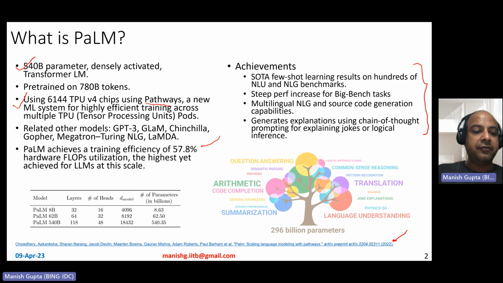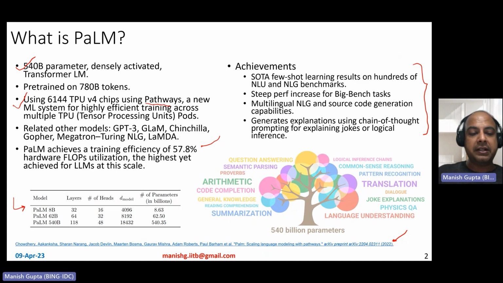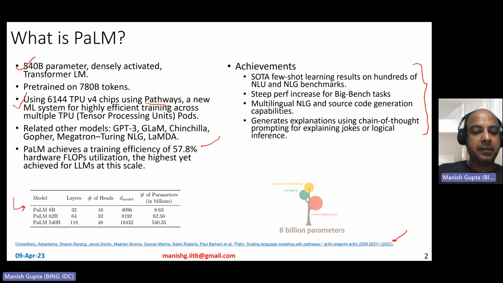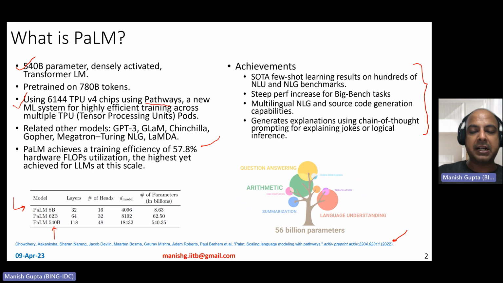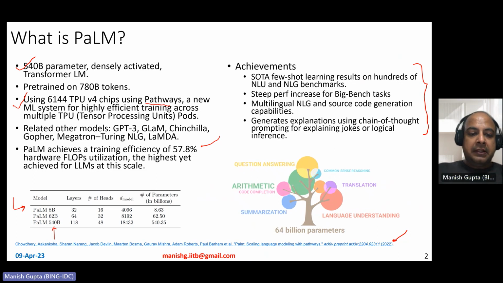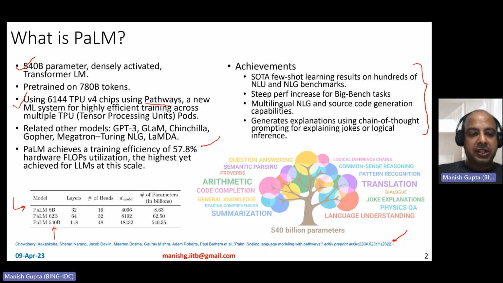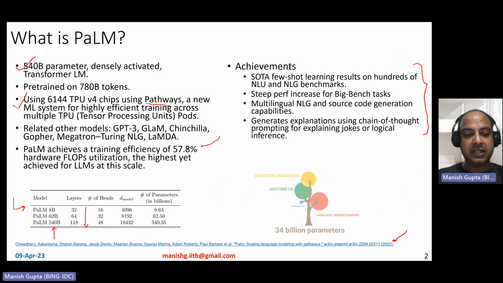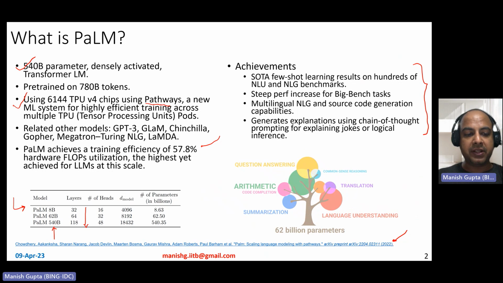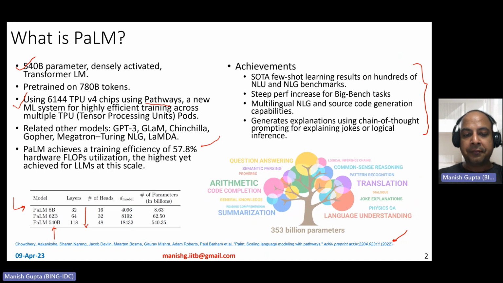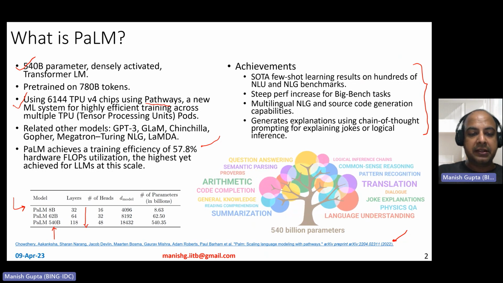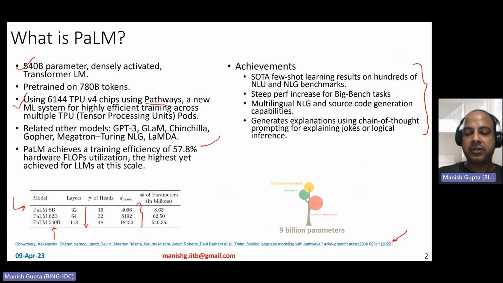So they trained three different checkpoints for the PaLM model: 8 billion, which is the smallest one, 62 billion, and 540 billion parameters. The number of layers, as you see, essentially increases up to 118 transformer layers in the PaLM 540 billion parameter model. And then, accordingly, the d_model and the number of heads also increase.